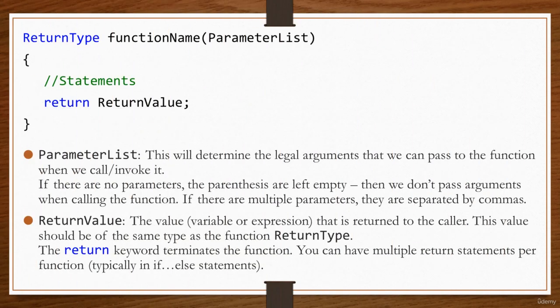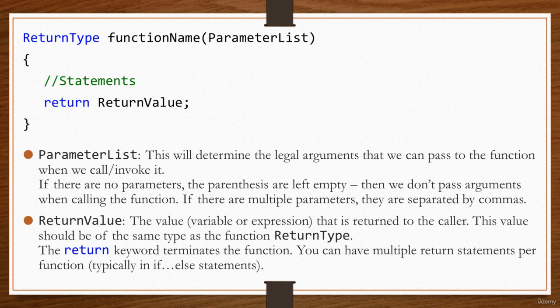Next, we have the parameter list. This will determine the legal arguments that we can pass to the function when we call or invoke it. If there are no parameters, then the parentheses are left empty, in other words, we don't pass any arguments when we call that function. If there are multiple parameters, then they are separated by commas. So in the previous video, we did not have any parameters. Parameters are basically variable declarations, so int myInt or int temp or something like that, some float maybe, or a string, and you separate those out with a comma, so you can have multiple parameters. We'll look at another example here shortly.